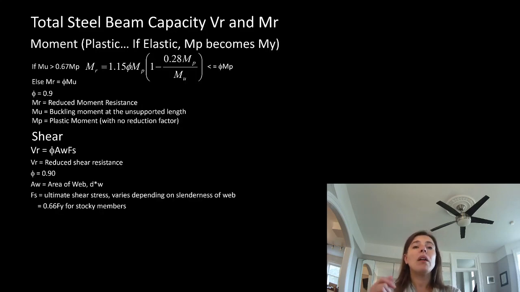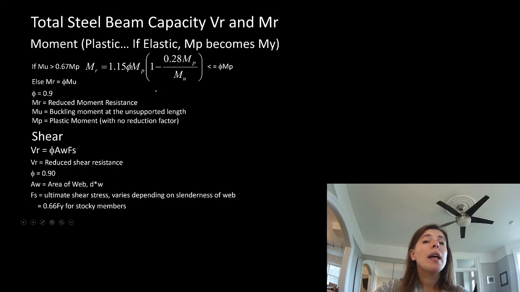So the total equation for bending and shear for a beam, this is the total equation for bending, and there's lower limits and upper limits on this equation. The big thing to see here is that we've got our reduction factor, and we've got a calculation of M. And M is our regular ability to calculate moment, so the stress times the section modulus. And shear is the reduction factor times the area of the web times Fs, but Fs is just 66% of our yield stress.